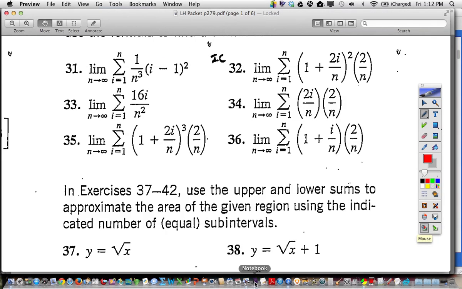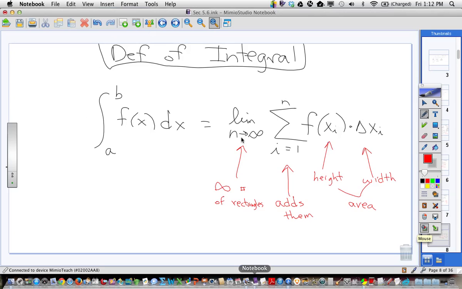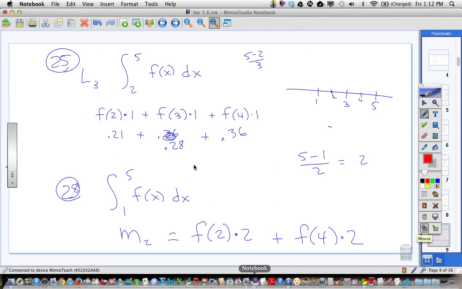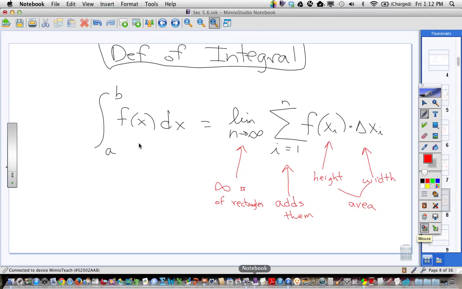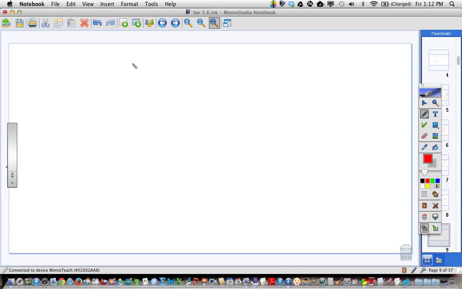So, I feel like I'm missing something. Yes, there it is right there. Turn to page 355 real quick.